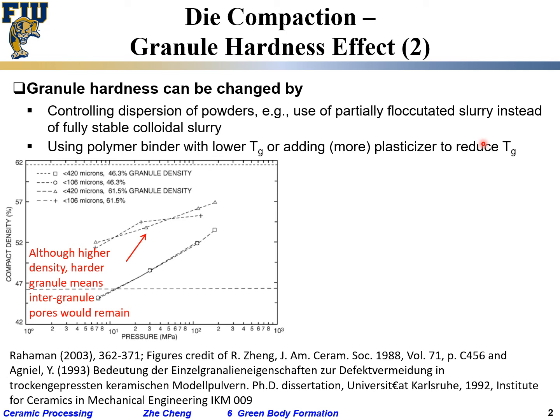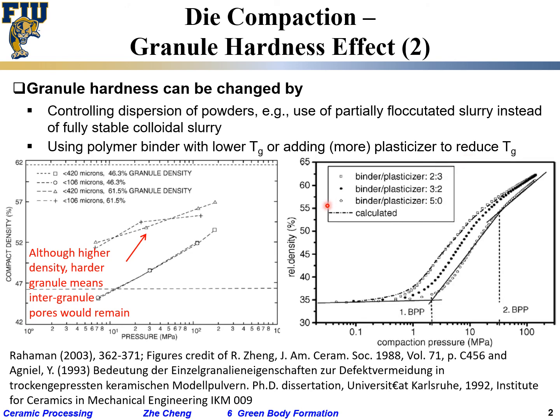At room temperature, which is your typical processing temperature, if you lower the Tg to much lower than room temperature, your polymer behaves more like a rubber, less like a glass, which means within your granule, your particles can change shape and fit well. That reduces the hardness of your granule, allowing it to change shape, to fit, to pack. That's the explanation. So here we are plotting relative density versus pressure.